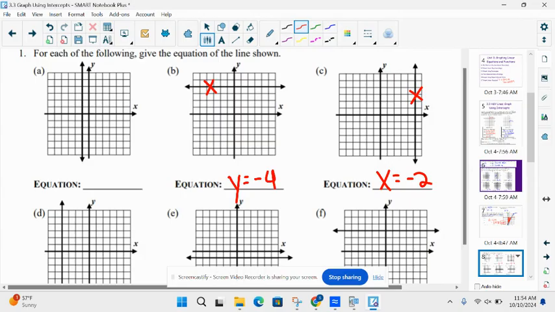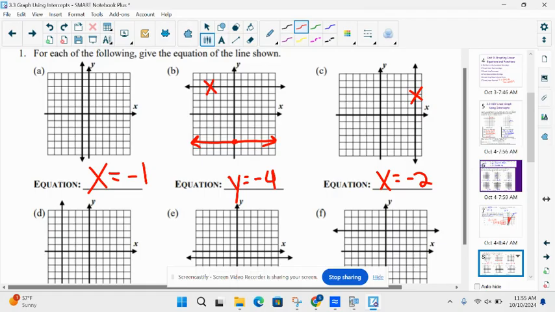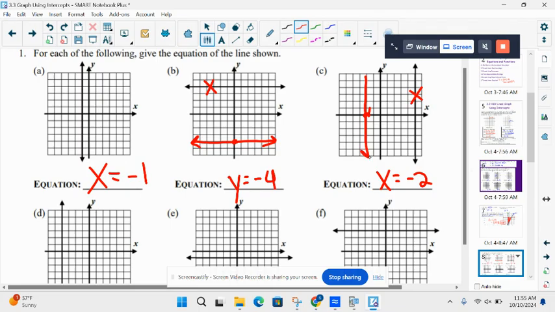Okay, let's do sticks. Number 1A. Savvy? Is it 1 or -1? It's -1. Yeah, -1. For B, I'll just do this one. 1, 2, 3, 4. Oh, sorry. No, not that one. Y is 4. 1, 2, 3, 4. -4. So your line should be going like that. And then for part C, x equals -2. We'll go through -2 on the x-axis and go up and down like that.